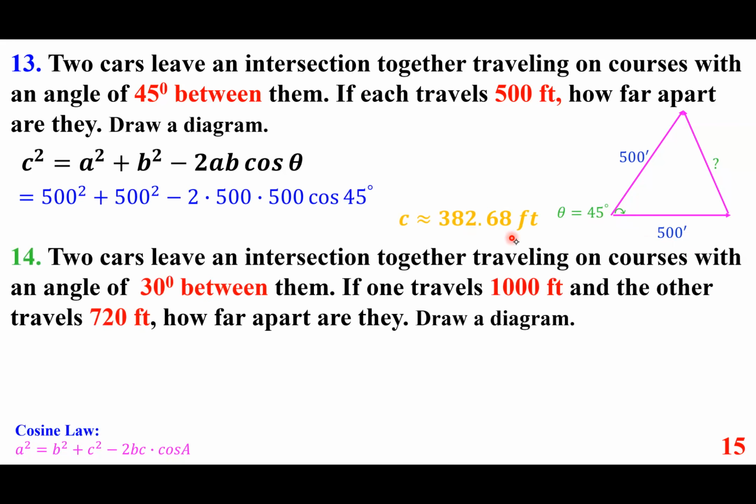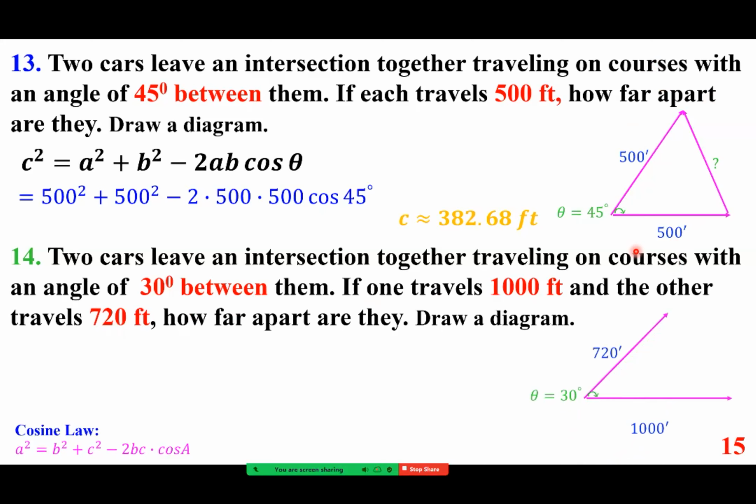Basically the same situation, but this time the angle is 30 degrees. One of them goes out 1,000 feet, the other one 720 feet. So exactly the same situation. Numbers are different, class. So this is the angle, 720 and 1,000.